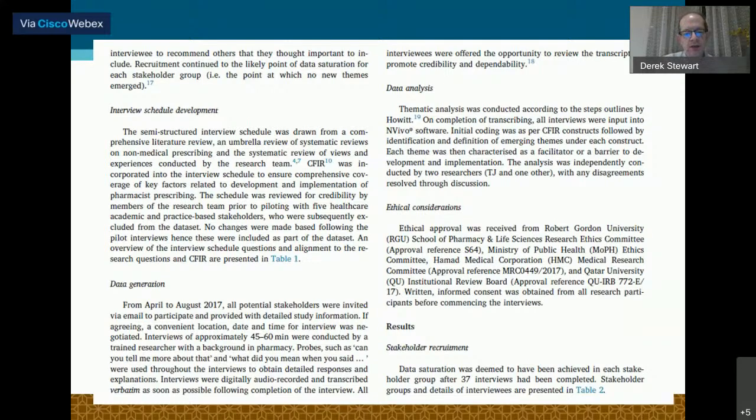You can actually see there in the results on the screen, it says data saturation was deemed to have been achieved. Because remember, you don't know. You don't know that you've got data saturation. You don't know that the next person isn't going to say something different.